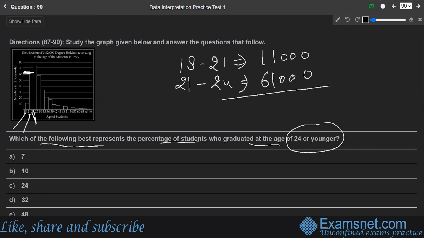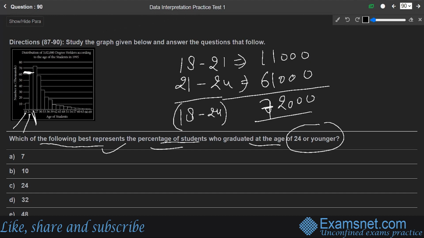If we add them together, we get the age group of 18 to 24, that is 24 or younger. So 11,000 plus 61,000 is 72,000. So there are 72,000 people who have graduated at the age of 18 to 24. Now he has asked which of the following best represents the percentage of students. So clearly we have to find the percentage of the 72,000 people out of the total people who have graduated, given in terms of percentage.